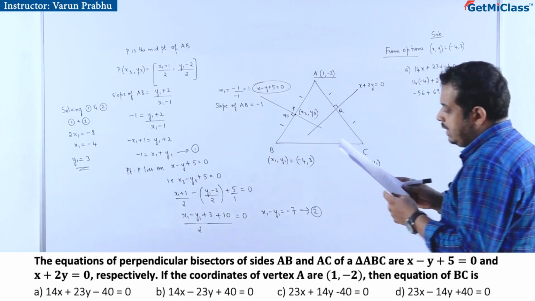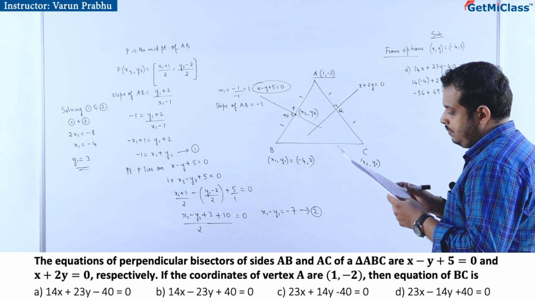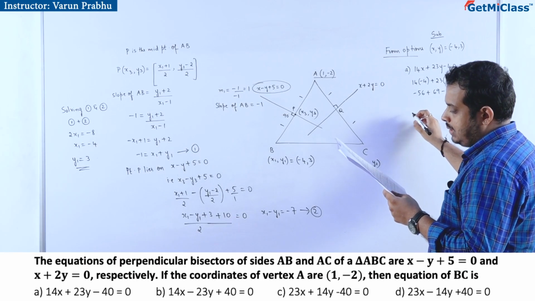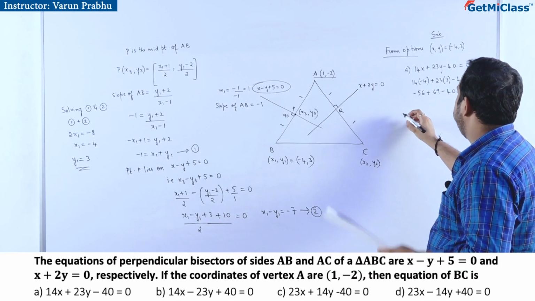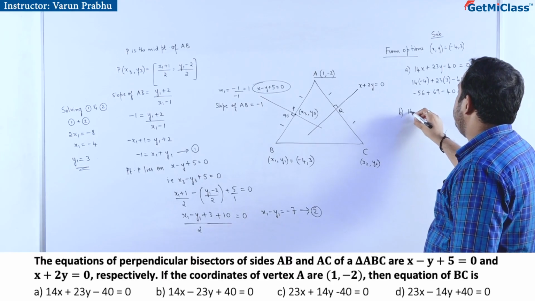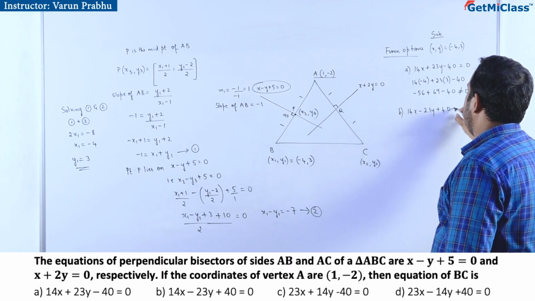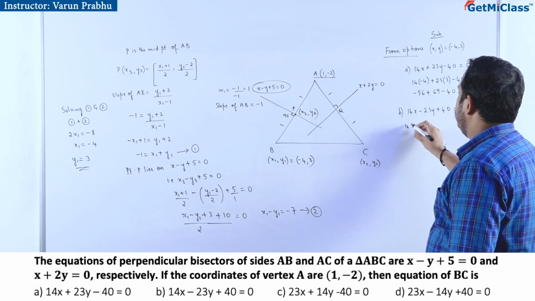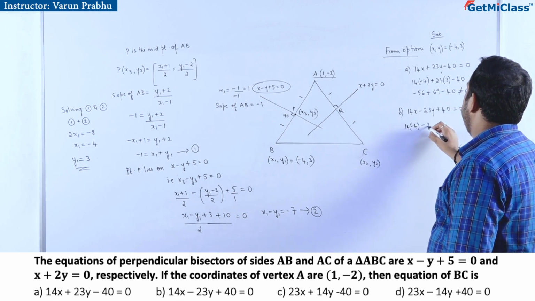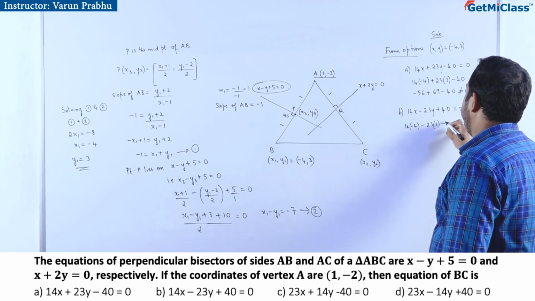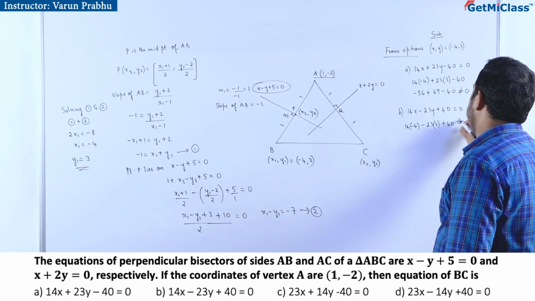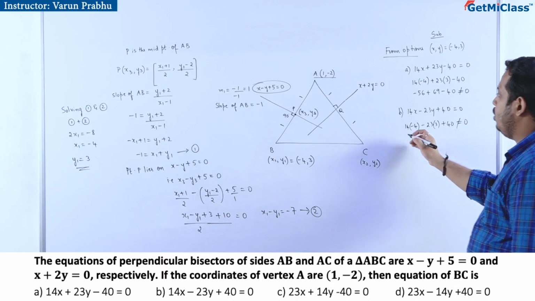Similarly, concentrate on the second option: 14x - 23y + 40 = 0. So 14 into -4, minus 23 into 3, plus 40. That is not equal to 0; obviously it cannot become 0.